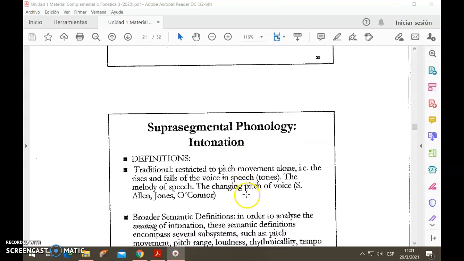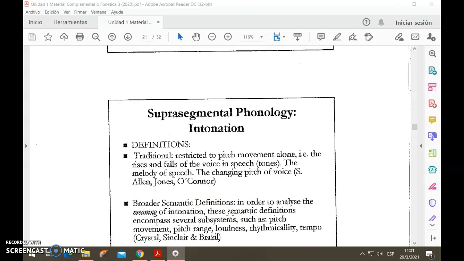There are, as I told you, in our approach, we include a traditional definition and a broader definition or a broader semantic definition. This subject is organized according to the second definition, but the traditional definition needs to be at least referred to because it's very much quoted in various works on English intonation. So, as I told you, intonation belongs to the paralanguage, and within paralanguage it belongs to the suprasegmental phonology.